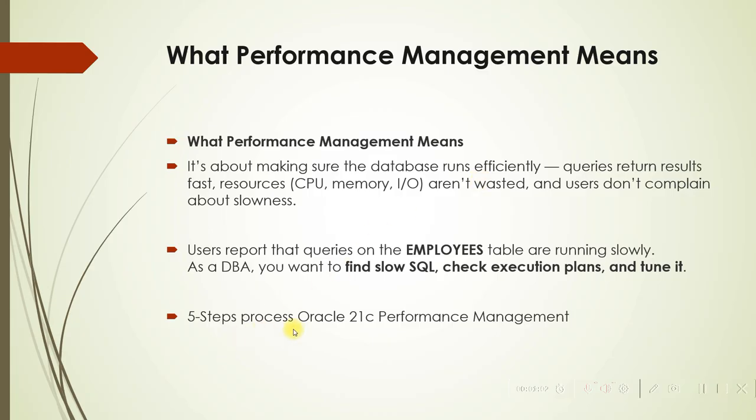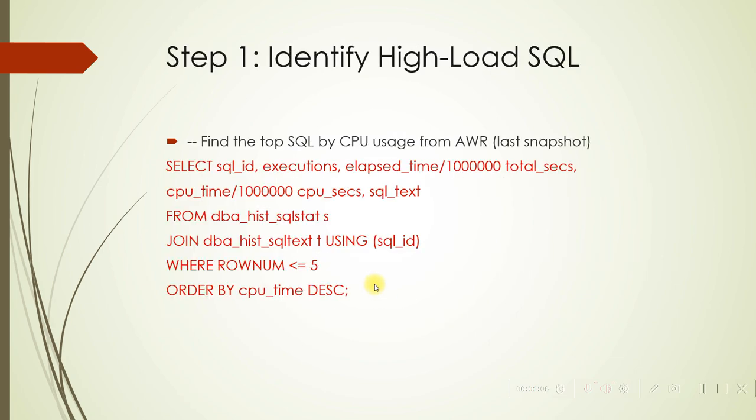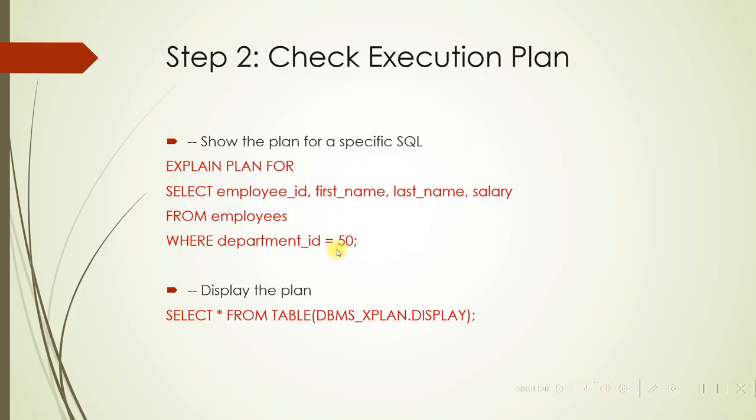It's a 5-step process, Oracle 21C performance management. First step, identify the high load SQL. Find the top SQL by CPU usage from the AWR last snapshot. So you need to do select SQL, go through the order by CPU descending, and then close with a semicolon.